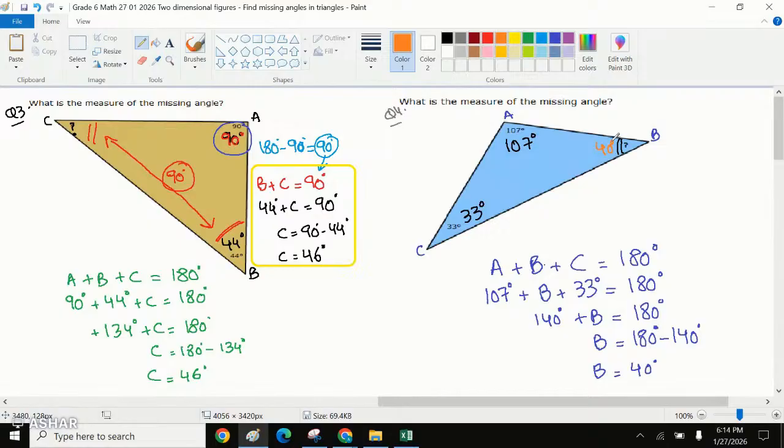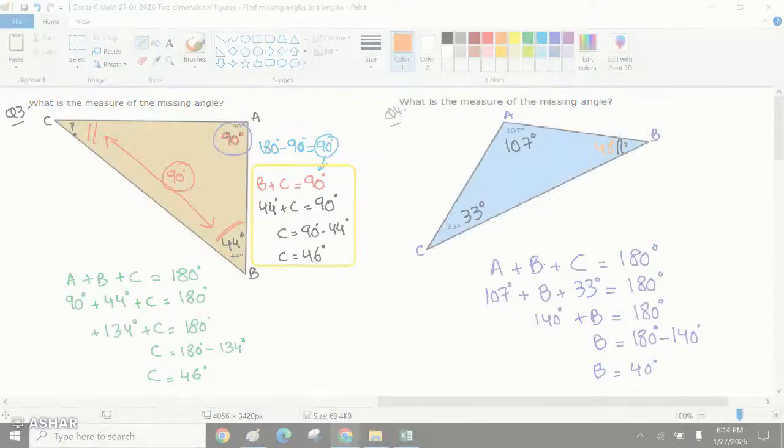Ashik, is this clear? We need to find the missing angle in a triangle, right? So we add all the angles together. The total should be 180. Okay, let's move ahead. Let's look at the next question.